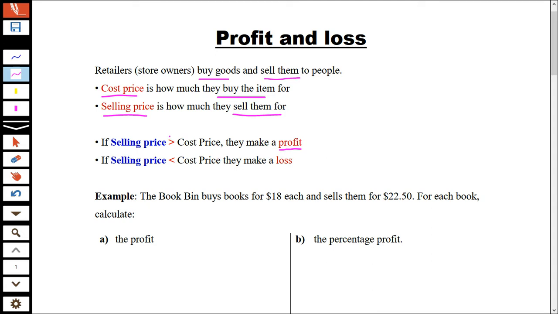Now, just be aware, that symbol there is greater than. And this symbol here is the mathematical symbol for less than. You would have seen those before. Okay, so you might want to make a note of that in your books. So here, that is greater than. And here is less than.